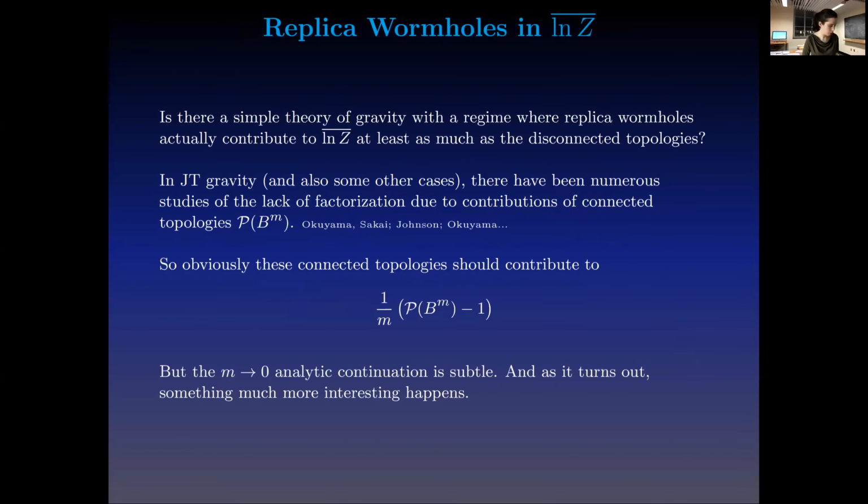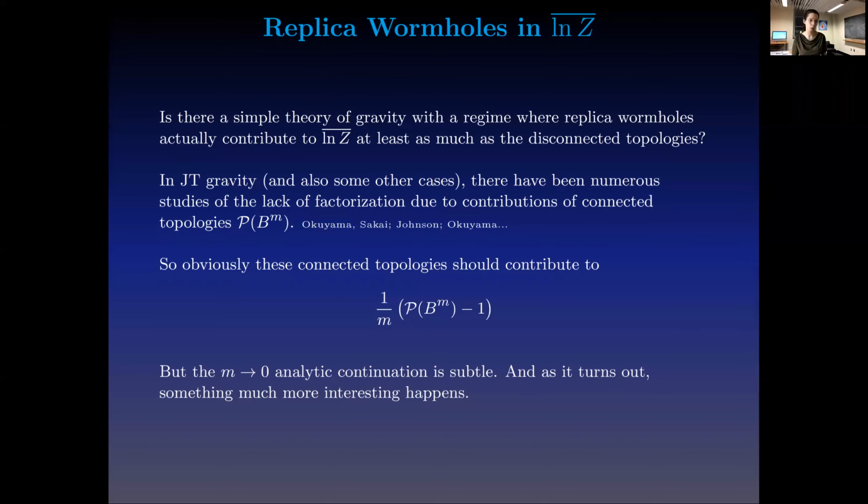So what is it that we want? Well, we've already seen that at subleading orders, it makes a difference whether we include the log Z replica trick or not. But it would be really nice to have a very explicit calculation in some simple theory of gravity where there's a regime where replica wormholes actually dominate the log Z replica trick, or at the very least contribute at least as much as the disconnected topologies. That would be a smoking gun signal that we really have to include this in log Z, that the replica trick is really important.